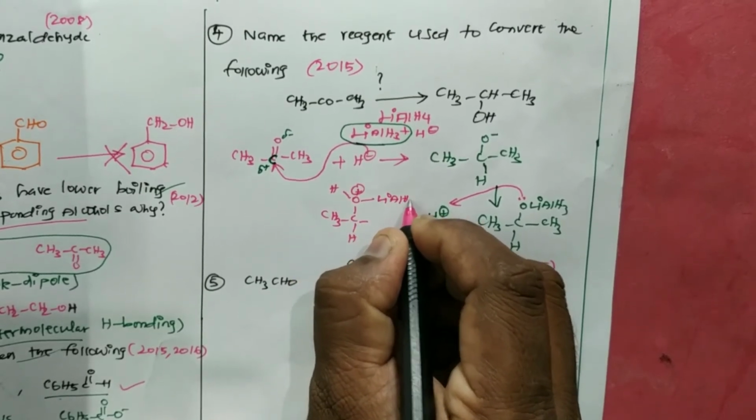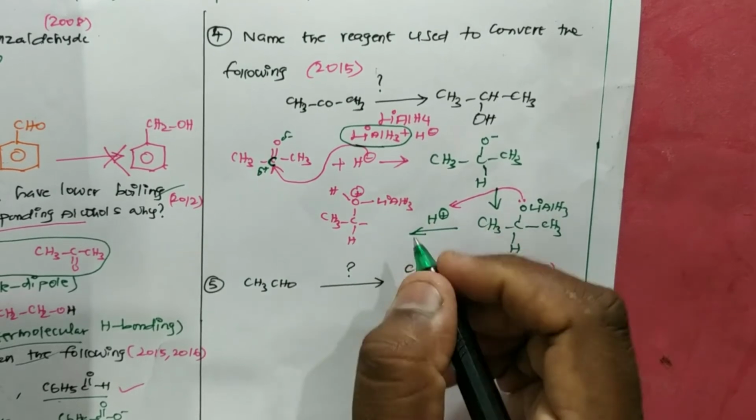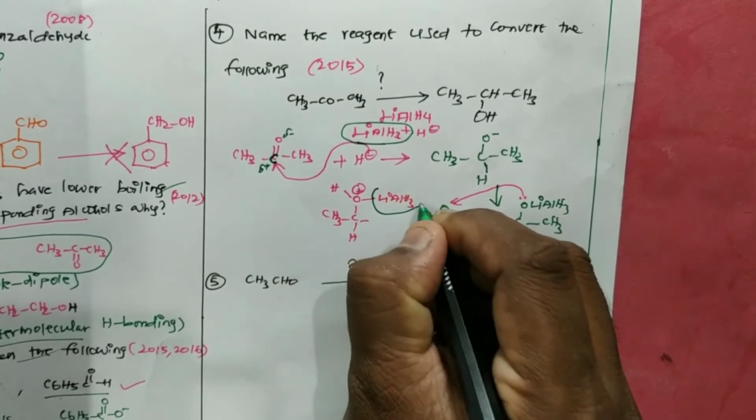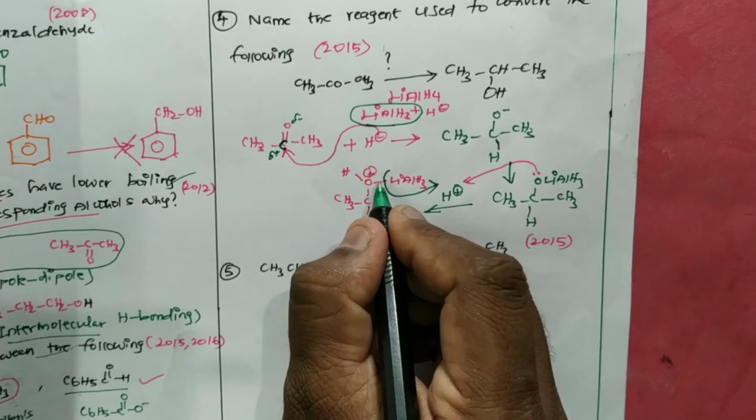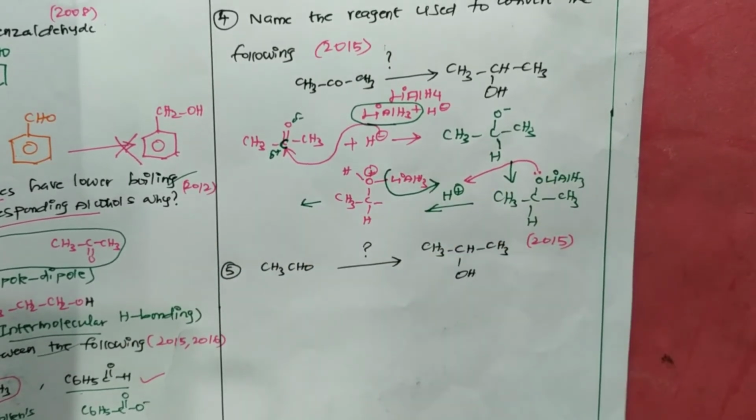Here Li, Al, H3. The H plus comes in, so it won't stay as it is, it is very fast, so that this LiAlH3 plus will move away. By that way, the positive charge is getting neutralized, and I'll be getting a product. Here one CH3 is there.